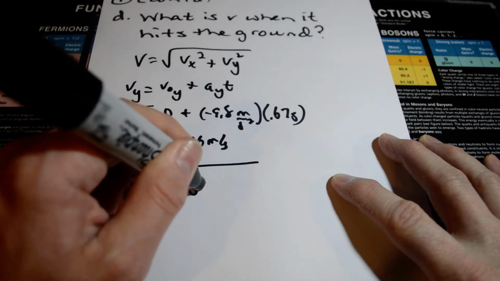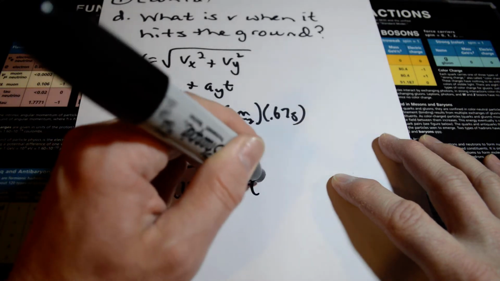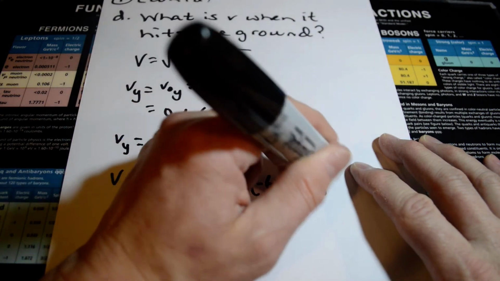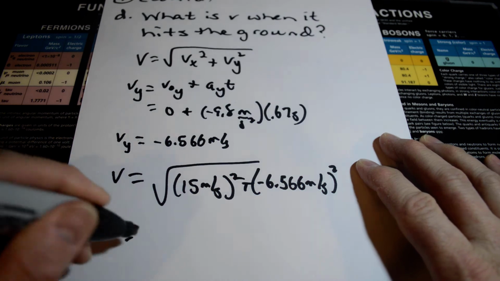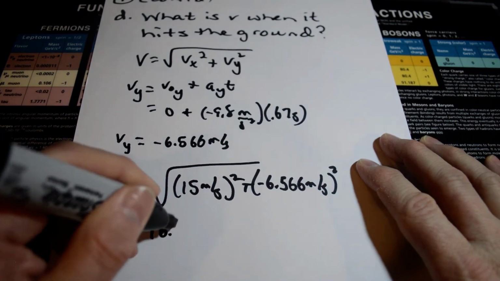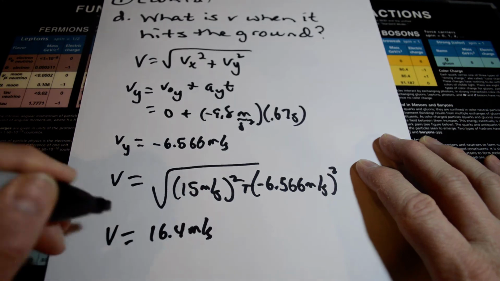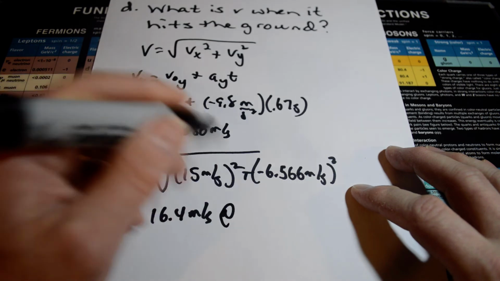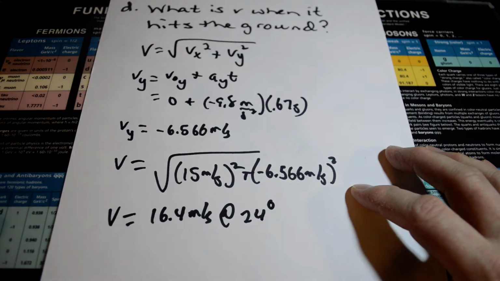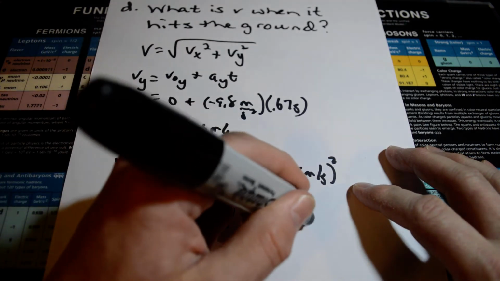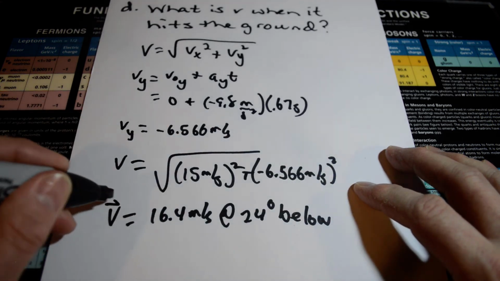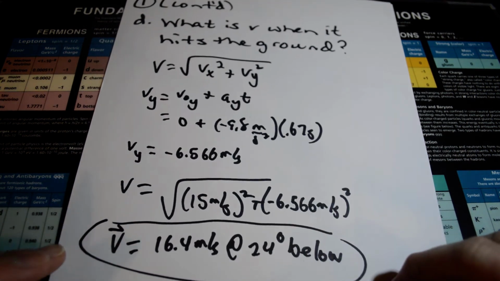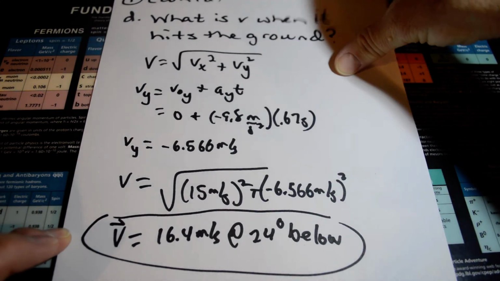And then we would go ahead and plug in to find the overall velocity. It would be 15 meters per second, quantity squared, plus negative 6.566 meters per second, quantity squared, take the square root, and that gives us 16.4 meters per second. If it asks for the velocity, you might want to find the angle to go with it, and it turns out that if you do the inverse tangent, you get 24 degrees. And that's going to be below the horizontal. So that would be your velocity vector. So I consider that the answer to problem number 1.